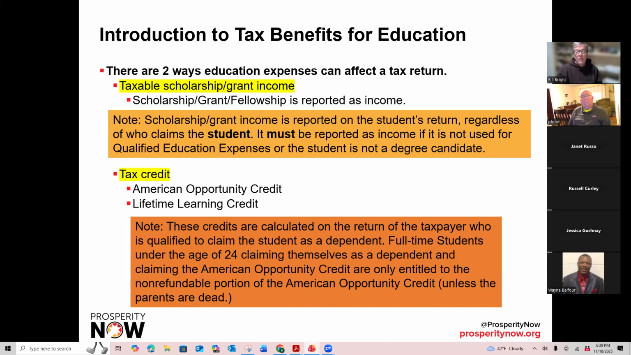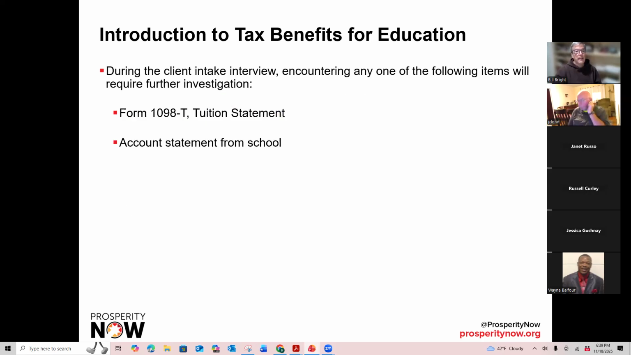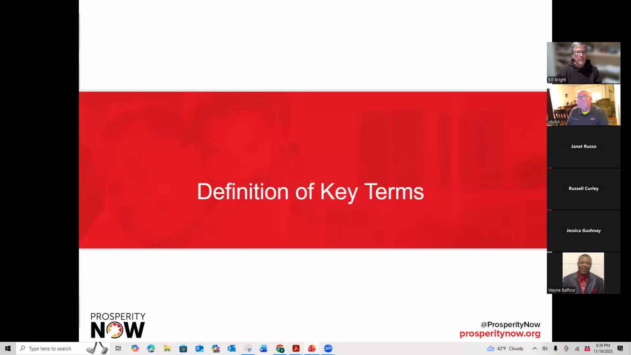Again, all of these are based on a variety of characteristics of what the student is doing, where they're going to school, whether they're full or part-time, whether they're in graduate school, and we'll get into that. So again, things that you really need are the 1098T and any kind of account statement from the school or any notes that they may have. Usually the 1098T is where we go. Again, you get it from the bursar's office. Every student has an account. They can pull that down very easily.